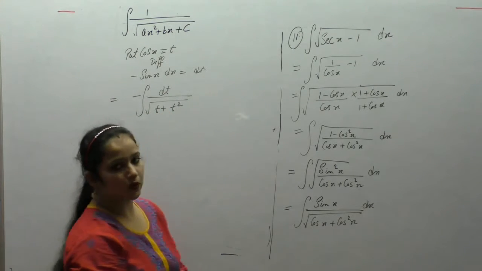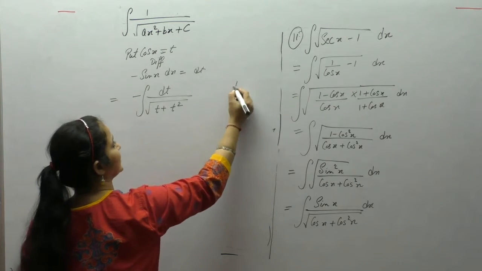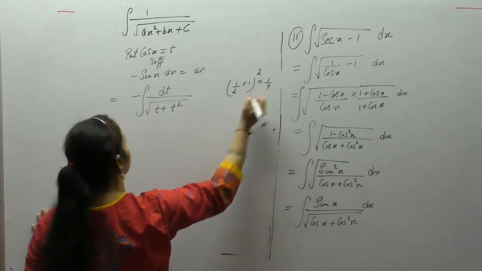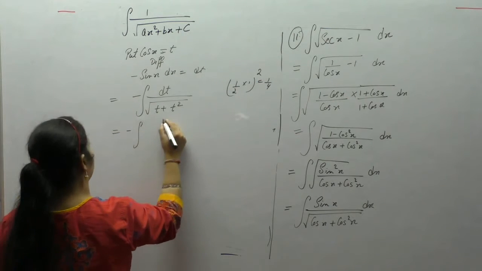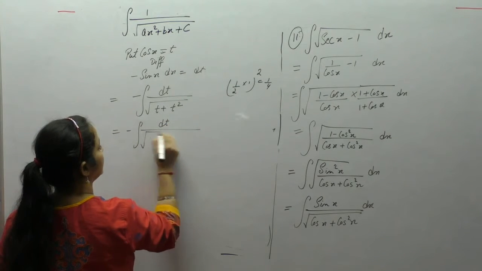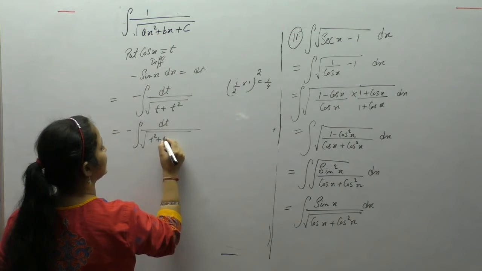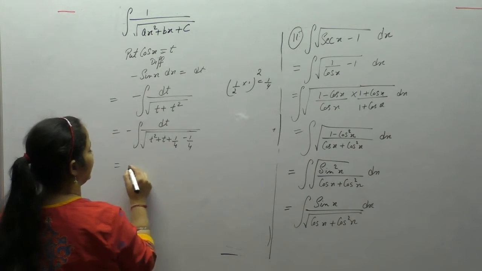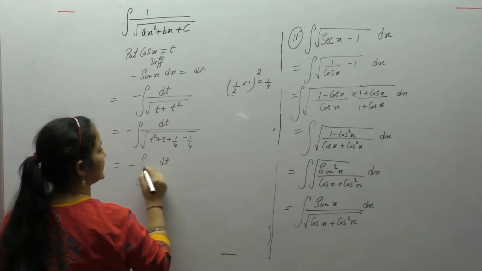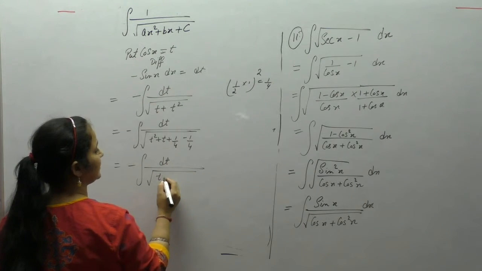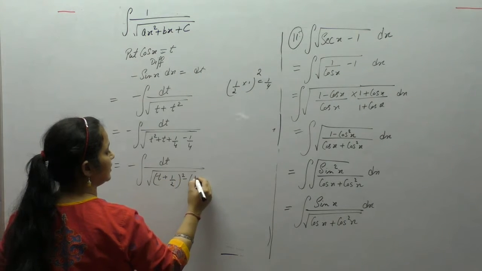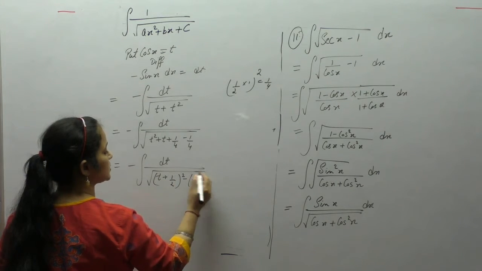Now again it is quadratic. Add and subtract half the coefficient of t whole square, 1 by 4. So t square plus t plus 1 by 4 minus 1 by 4. Complete the square: dt upon t plus 1 by 2 whole square minus 1 by 2 square.